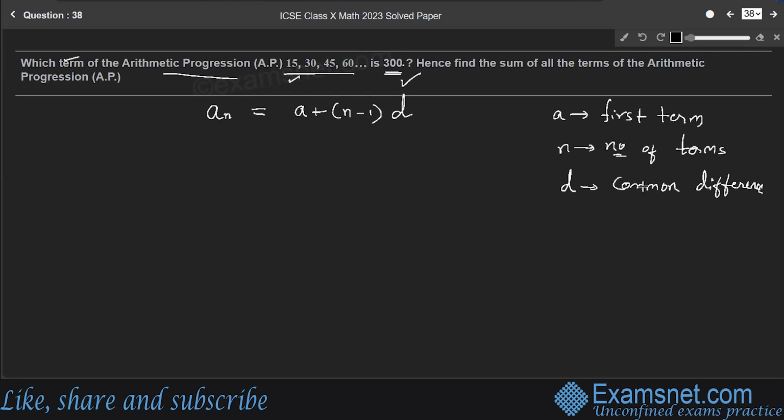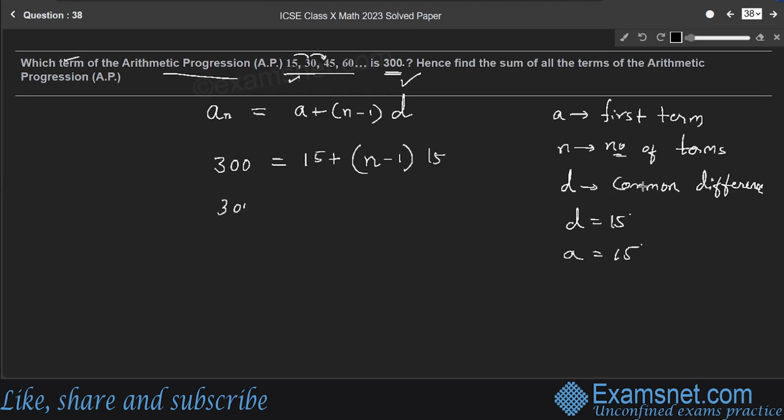Here the number is given, so 300 is which term of the progression? That means up to 300, the progression range is there. Therefore, here an is 300. So we'll consider the nth term as 300. So, 300 is equal to the first term plus n minus 1, that is, number of terms minus 1, into the common difference. Here, the difference between consecutive terms is 15 and the first term is also 15, so d is again 15.